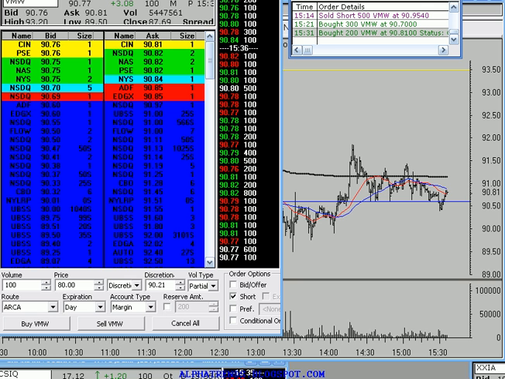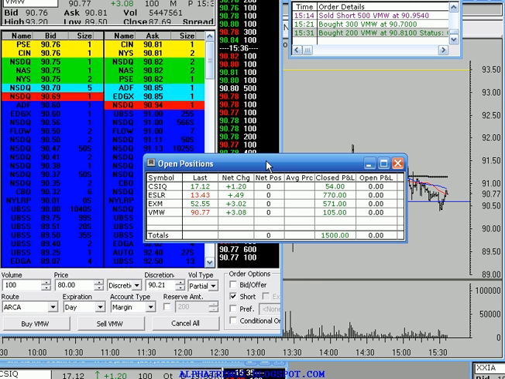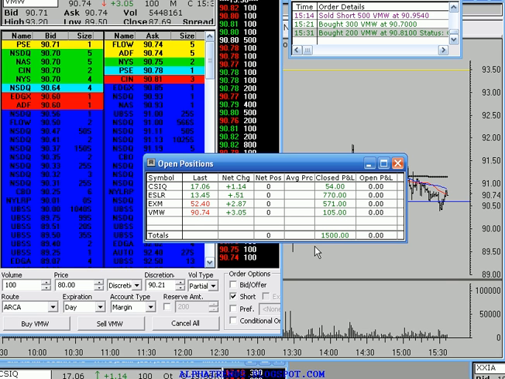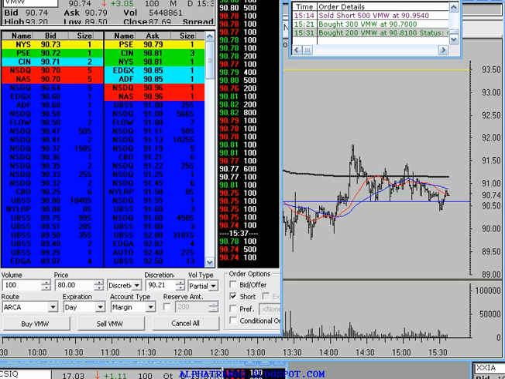Now, it looks like a small trade, and it is a small trade. I made $105, but if you look at the other trades I've done in this account today, $54 in CSIQ, 770 in eSolar, EXM 571, 105 here, adds up to a pretty decent little day. So I'll try and do some more of these trades from time to time, and for now, though, I've got to figure out a way to have it not slow my screen down like this, because it's just too distracting to really trade with it so staggered like this.